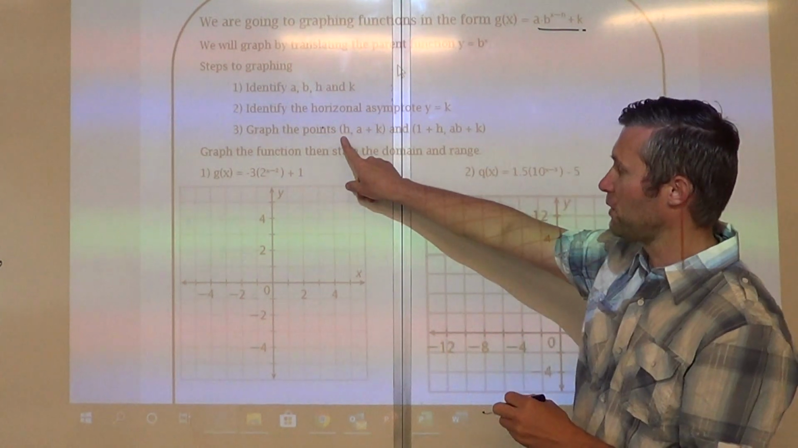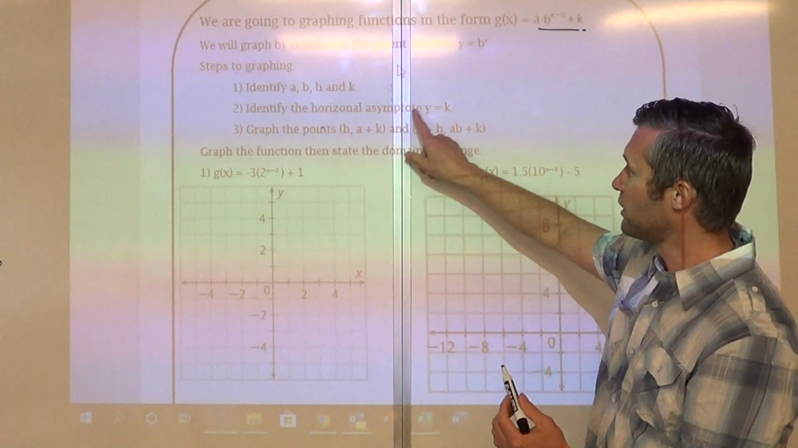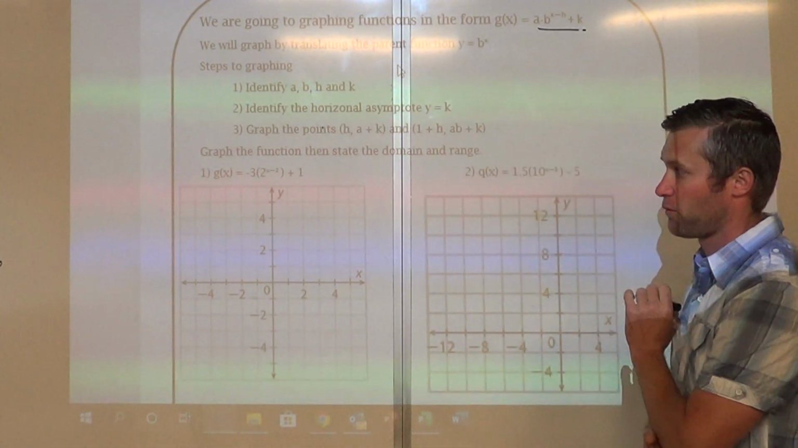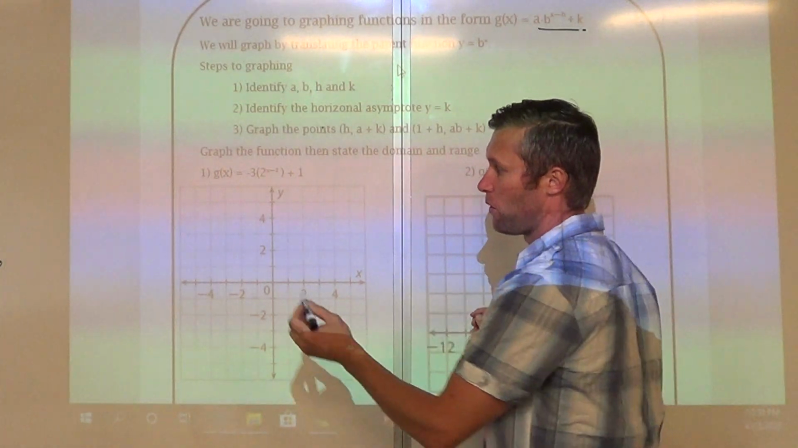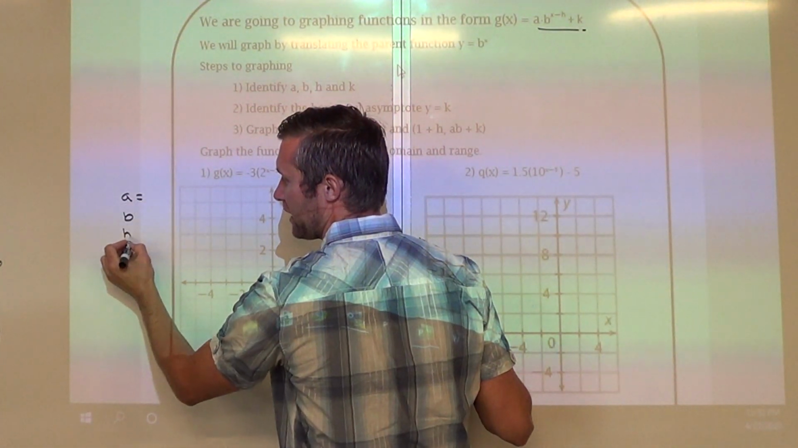We've got two reference points. This is what we call the first reference point. It's the one closest to our asymptote. And then our second one is further away as we go forward. So we'll start off with number one. We're just identifying a, b, h, and k.